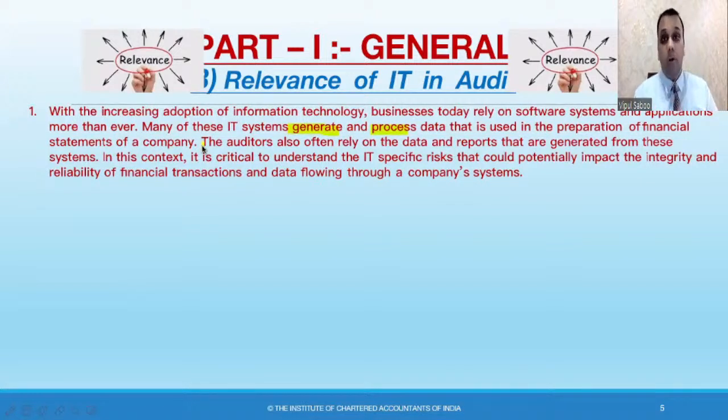So automation, automated softwares, we are using information technology. We could be using off-the-shelf softwares, or we could be using on-the-shelf softwares. We'll definitely read about this, what is on the shelf and off the shelf. These are used in preparing the financial statements of a company, and as stakeholders rely upon financial statements, as auditors, we have to rely upon the data and reports that are generated from these systems.